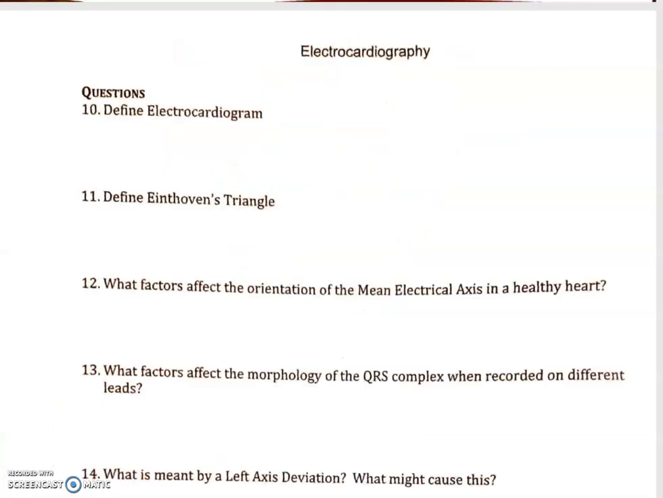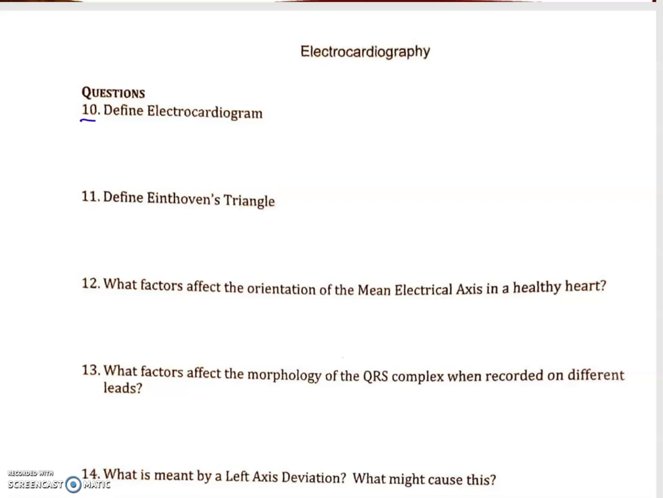Now to finish up here, let's take a look at the questions. Define electrocardiogram, here on 10. That will be a recording of the electric activity through the heart from different perspectives, which are called leads. On 11, define Einthoven's triangle. That's a configuration of 3 leads: lead 1, lead 2, and lead 3.